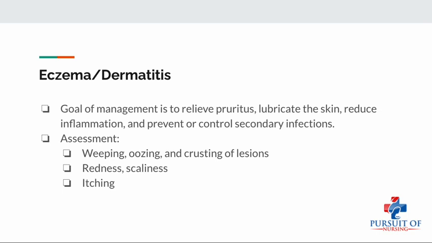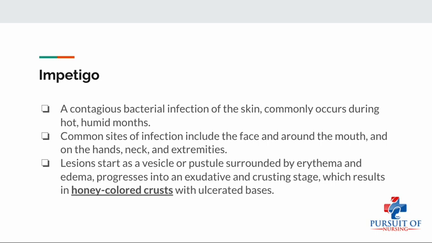Prevent scratching in an attempt to prevent any secondary infections. And then, of course, you want to monitor the lesions for infection. So signs of infection would be a honey-colored crust with surrounding erythema. So, impetigo. Impetigo is a contagious bacterial infection of the skin.